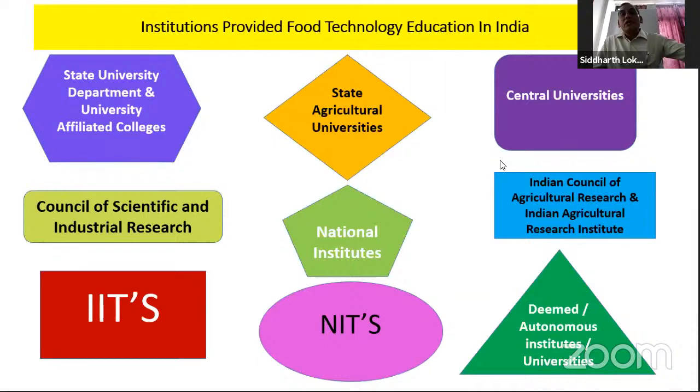So NIT Rourkela, IIT Kharagpur, CSIR, CFTRI, and Mysore. It is one of the renowned, and you can see how big work is consistently going on. Then state university departments like our department. Then all the universities, Amravati, Nagpur, Jalgaon, etc. Then state agricultural universities. Again, you can see that this is a very big part actually.